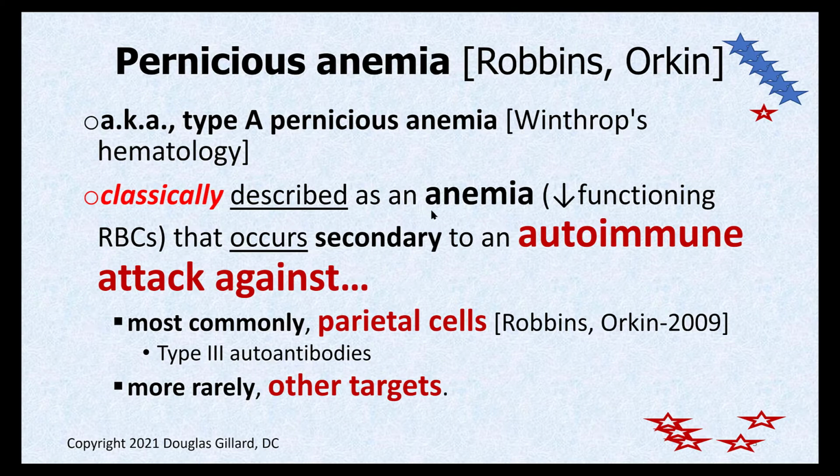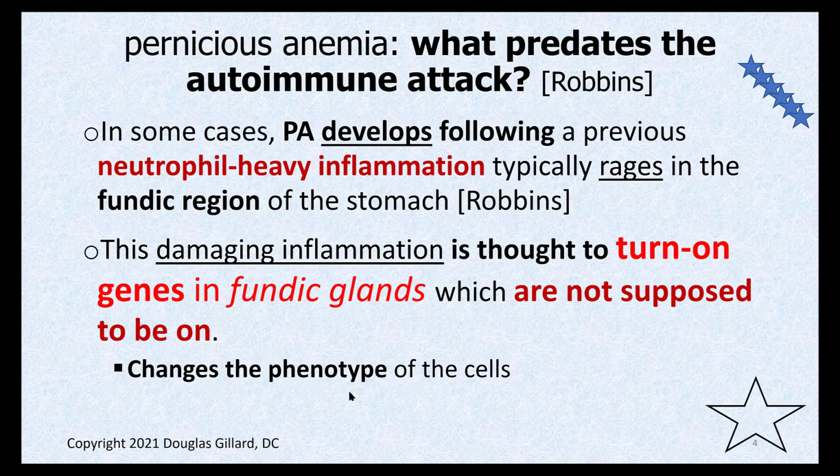Classically described as an anemia that occurs secondary to an autoimmune attack against most commonly parietal cells. More rarely other targets. Great. What predates the autoimmune attack?